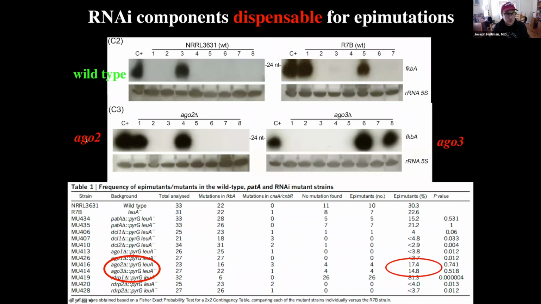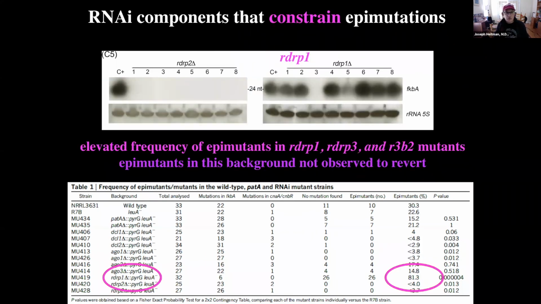We could go on to show that some RNAi components are fully dispensable for forming epimutants. That includes 2 of the Argonautes, Argonaute-2 and Argonaute-3. They're fully dispensable, whereas Argonaute-1 is required. And then there's a third class of RNAi components that's perhaps the most intriguing. In these mutants, there are 3 such mutants, 2 RNA-dependent RNA polymerases and an alternative dicer called R3b2. You find a dramatic increase in RNAi-dependent epimutants, and they're dramatically stabilized.